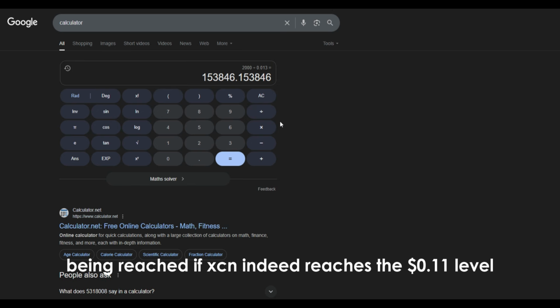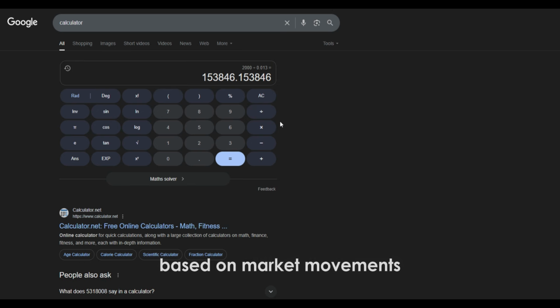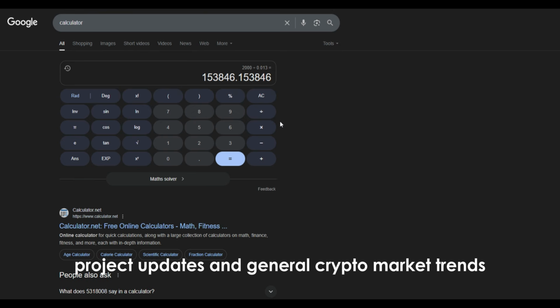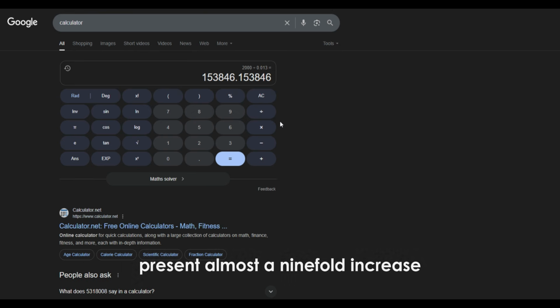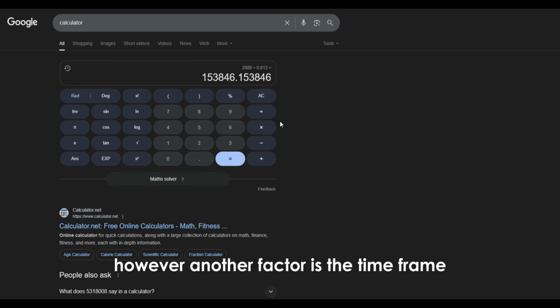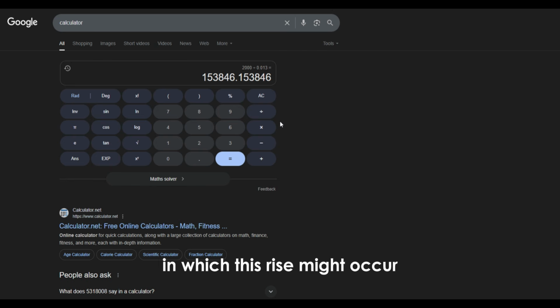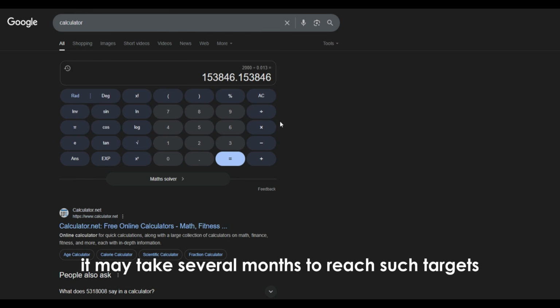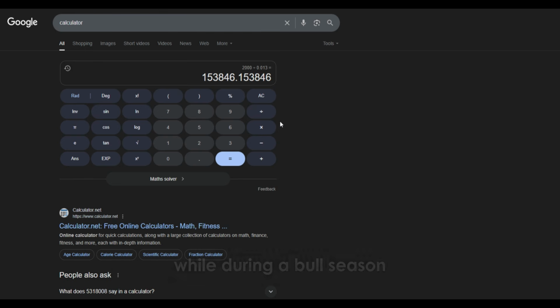If XCN indeed reaches the $0.11 level based on market movements, investor interest, new developments, project updates, and general crypto market trends, the gain here would represent almost a 9-fold increase. However, another factor is the time frame in which this rise might occur. Sometimes it may take several months to reach such targets depending on market conditions, while during a bull season it can happen much faster.